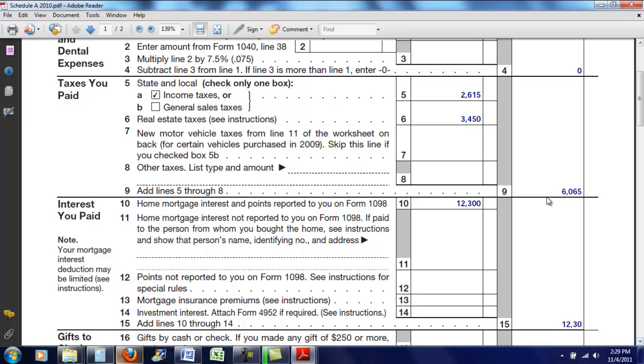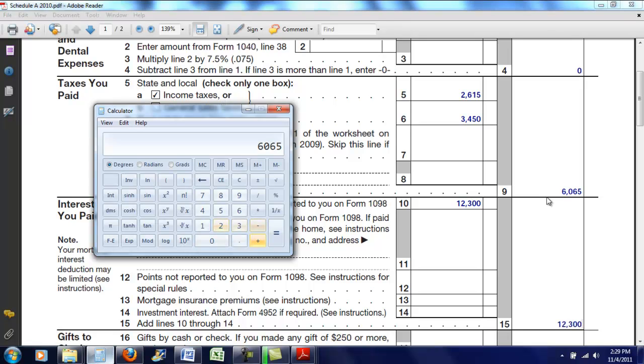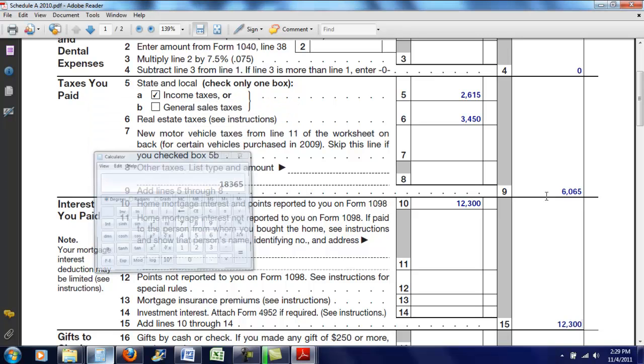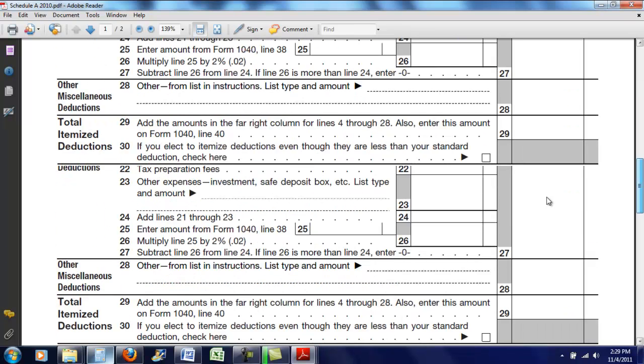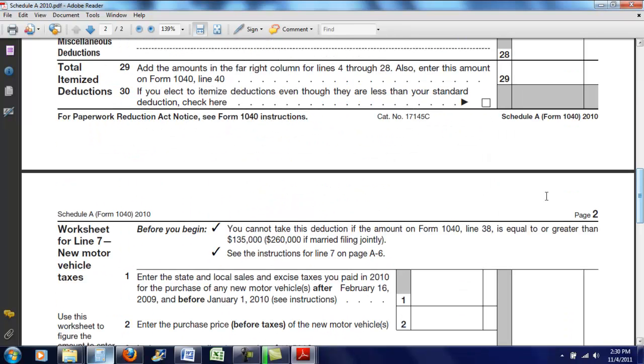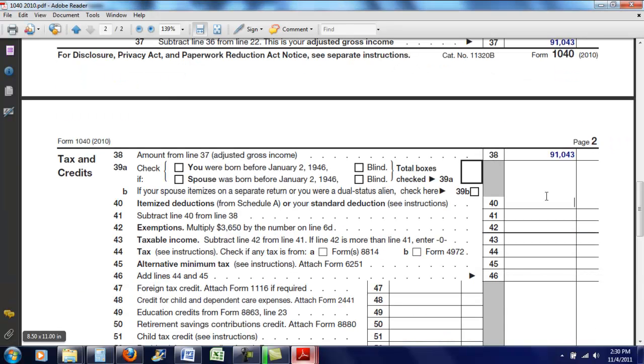So we're going to add this together. So her Schedule A is $18,365. I'm going to scroll down. Line 29, $18,365. Then I'm going to go back to my 1040 and put that number in. I'm going to subtract that, and that's going to give me $72,678.